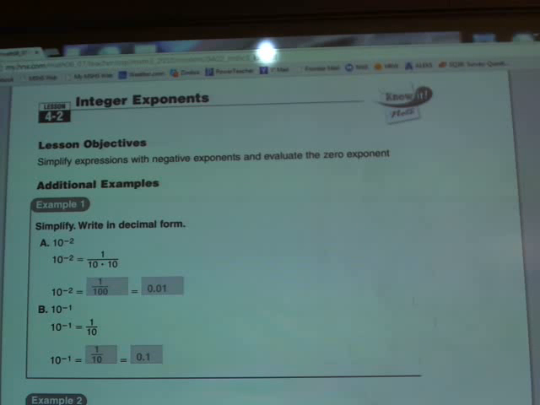Chapter 4, Section 2 is entitled Integer Exponents. Our objective here is to simplify expressions with negative exponents and evaluate the zero exponent. Let's start with the concept of the negative exponent. Now, we can't treat a negative exponent like we do a positive exponent.